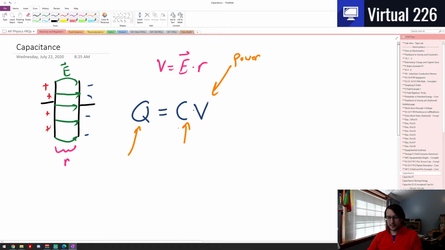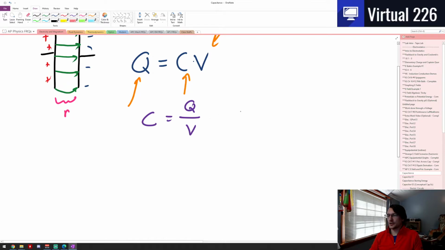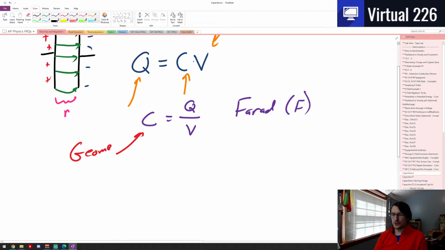Now, this capacitance, if we wanted to, we could rewrite it as saying, the capacitance is equal to the amount of charge divided by the voltage, which would give you a unit of like coulombs per volt. But that's kind of a weird unit, so we're not going to use it. We're actually going to use a unit known as a farad, which is given by a capital F. This was named after Faraday, who did a lot of stuff within the world of electromagnetism, and we'll talk about it later on in the year. But this C, it's a geometric property.